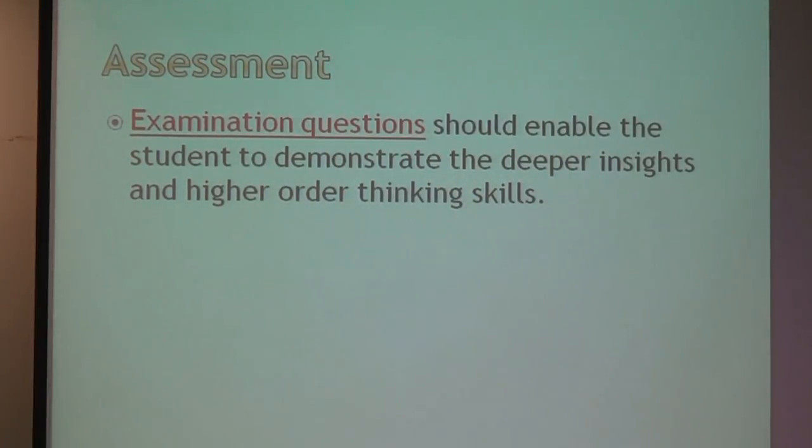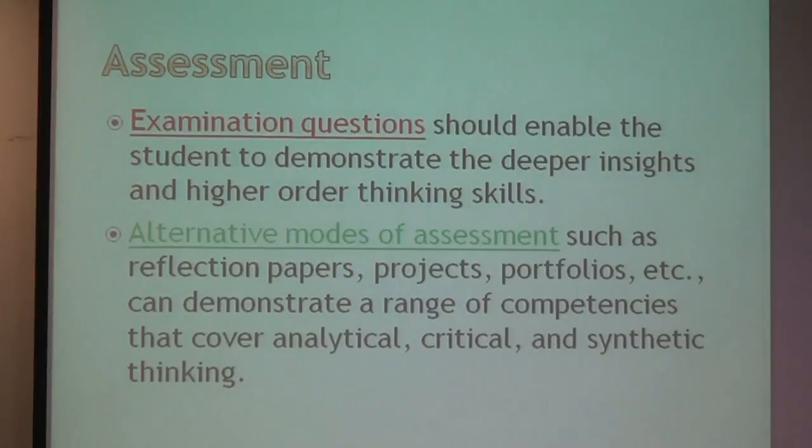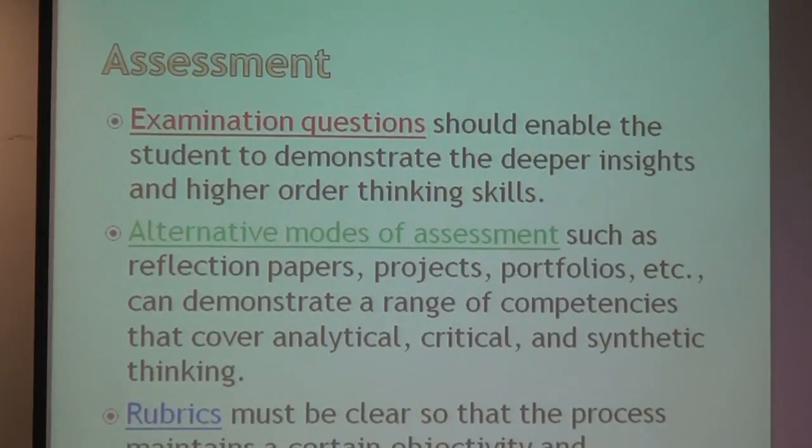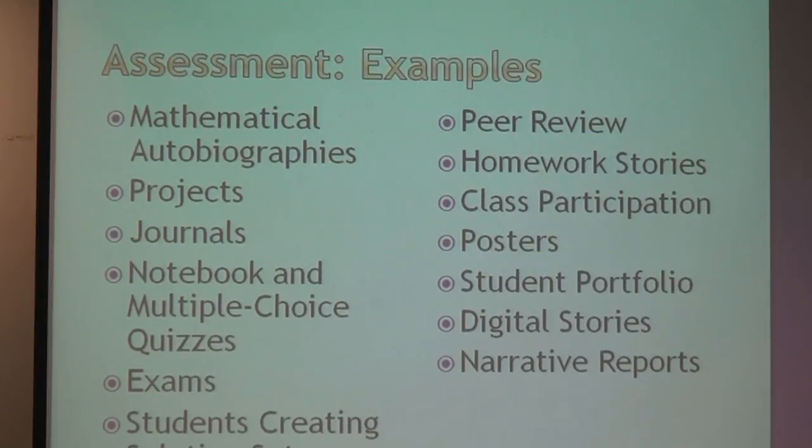Okay, there will be examination questions, of course. But there will be alternative modes of assessment, reflection papers, projects, portfolios, etc. Rubrics become indispensable because usually these alternative modes of assessment are qualitative. So you cannot have this answer key. You have to use rubrics. These are examples. Iba-ibang examples of assessment. Projects, journals, exams, peer review, stories, etc. Posters, student portfolio, digital stories. Choose what is appropriate.